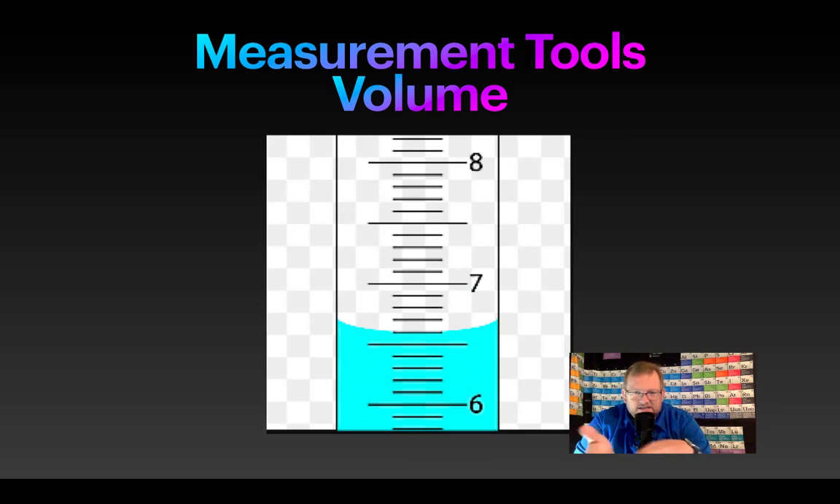So if this is 6 and 7 is our range, each of these lines is going to be a 0.1. So it's 6.1, 6.2, 6.3, 6.4, the big line in the middle, 6.5, 6.6, 6.7, 6.8, 6.9, and then 7.0. So if that's the case with this graduated cylinder, where is the edge of the water located? What's the measurement of the edge of the water?